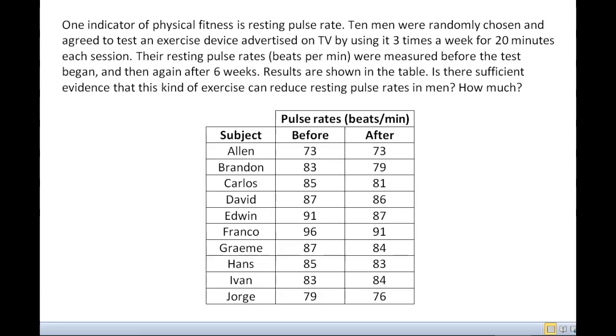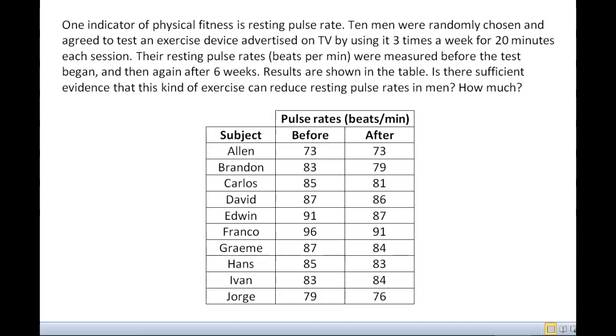So here's a scenario presented to you. I would like for you right now to pause the video, read through the question, and decide which inference procedure we should use for this question. So give it a pause, come up with that procedure, and then come back and we'll talk about which one is the correct procedure and why.